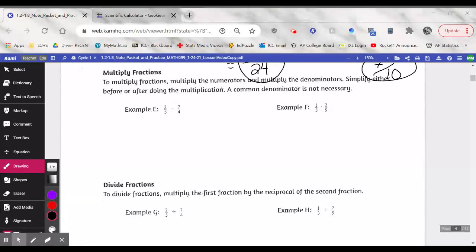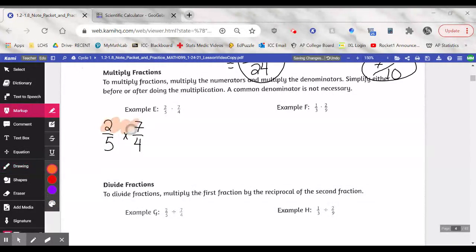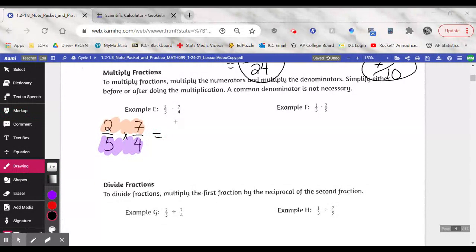All right, so to multiply your fractions, you're just going to multiply the numerators together and then multiply the denominators. That's it. The only thing you need to make sure to do at the end is see if you can simplify it. Okay, so 2 over 5 times 7 over 4. So multiply those numerators and then multiply the denominators. So you get 14 over 20. Both of those are even. So if they're even, I can divide out by 2. So I get 7 over 10.